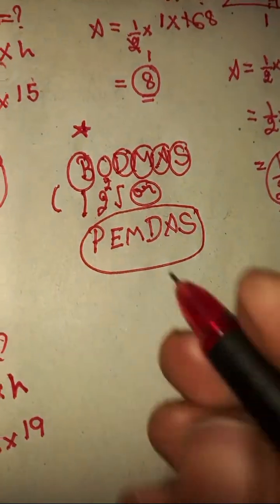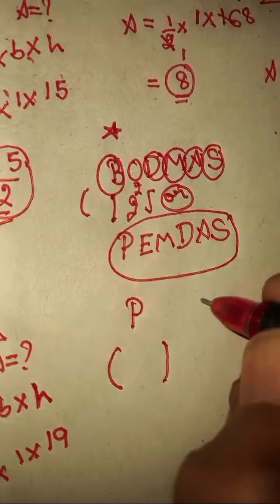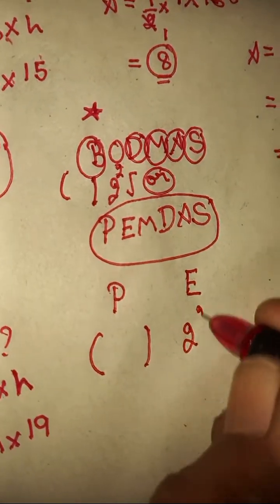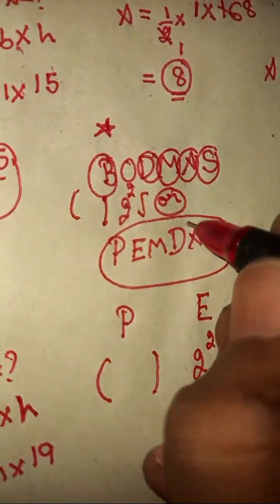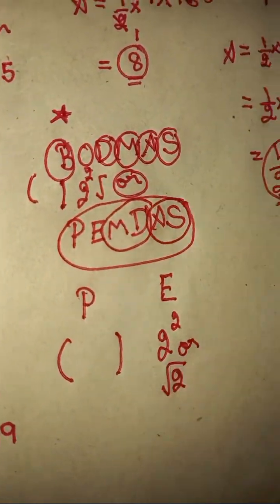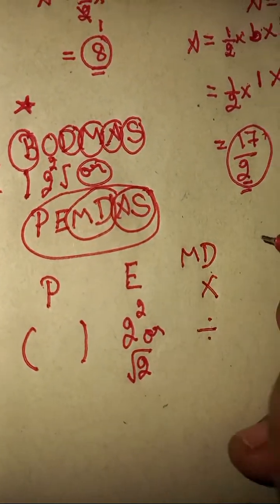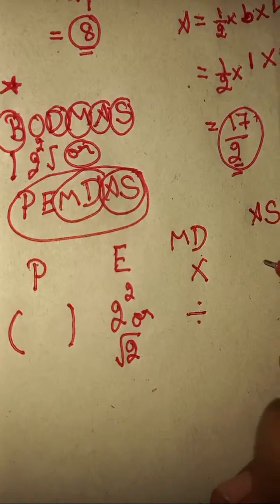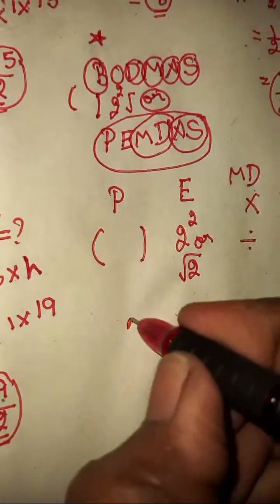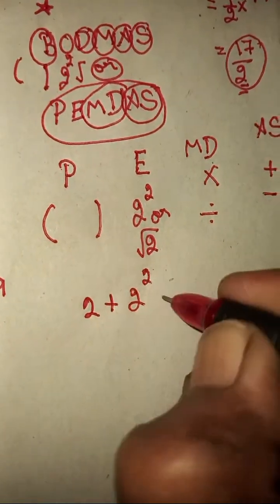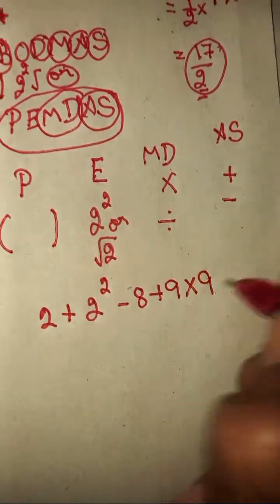Now this is what they are using. P means you must first clear brackets. Exponents means squares or square roots, and then multiplying and dividing together, adding and subtracting together. Multiplying and dividing must be done together, and adding and subtracting too. I start with this problem: 2 plus 2 square minus 8 plus 9 times 9.